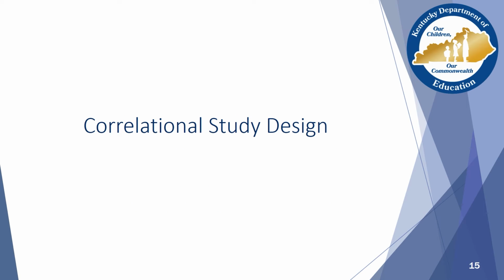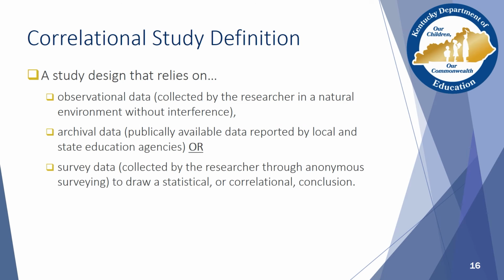The third study design we will be discussing today is the correlational study design. A correlational study design relies on observational data collected by the researcher in a natural environment without interference, archival data, publicly available data reported by local and state education agencies, or survey data collected by the researcher through anonymous surveying to draw statistical or correlational conclusions.